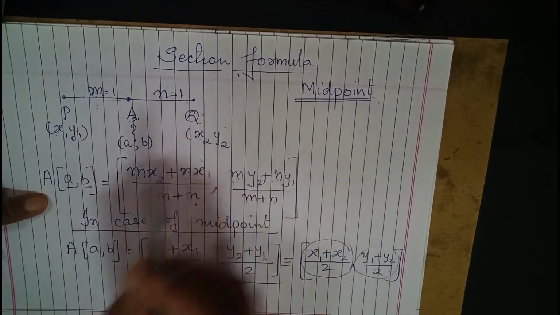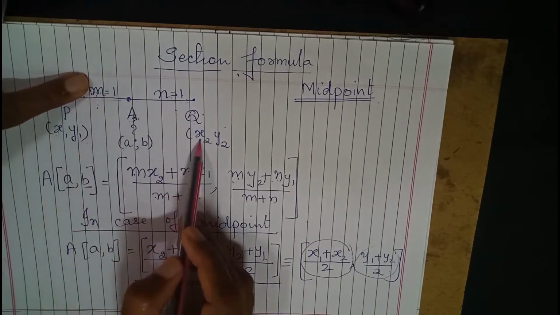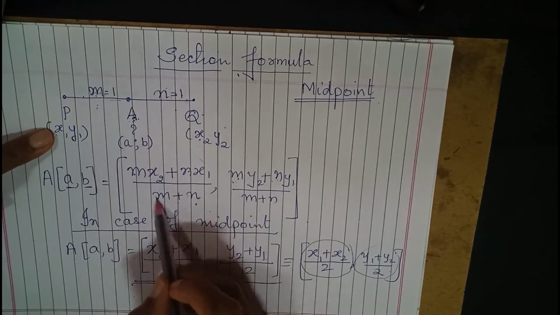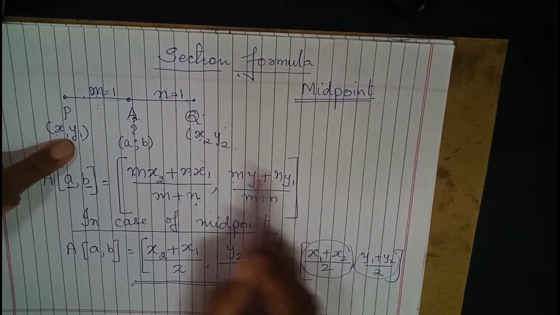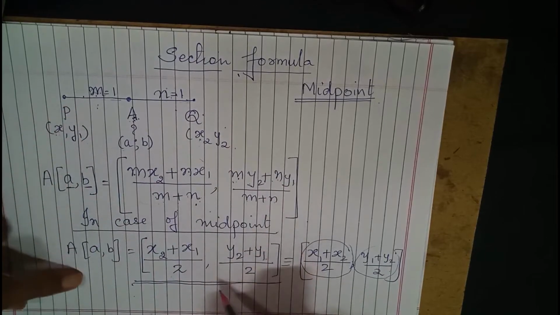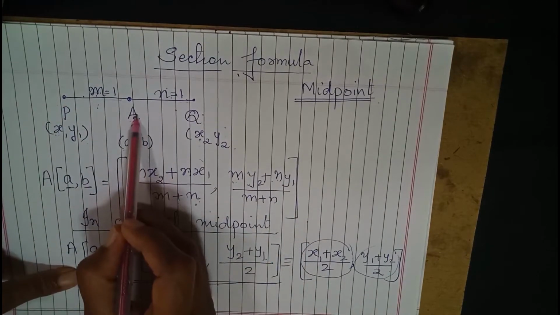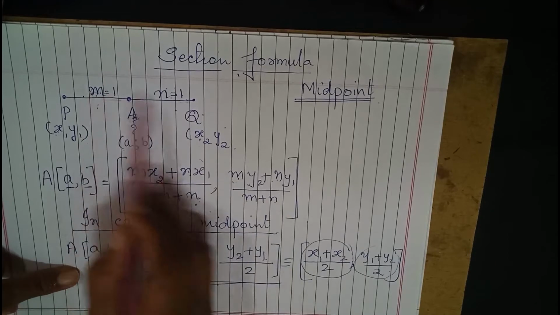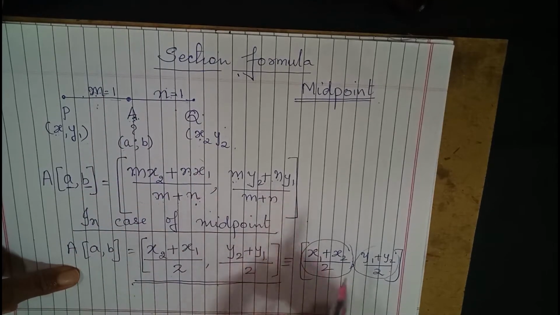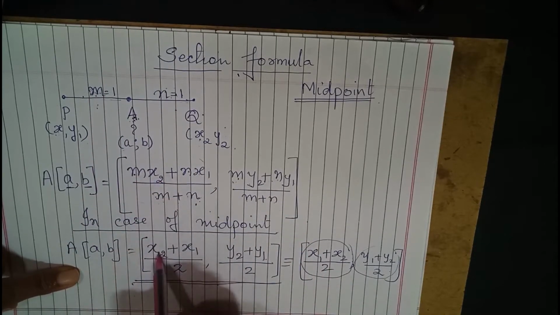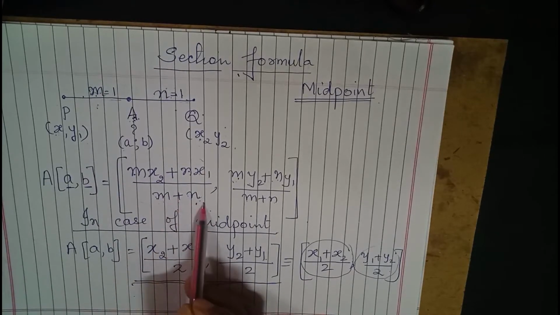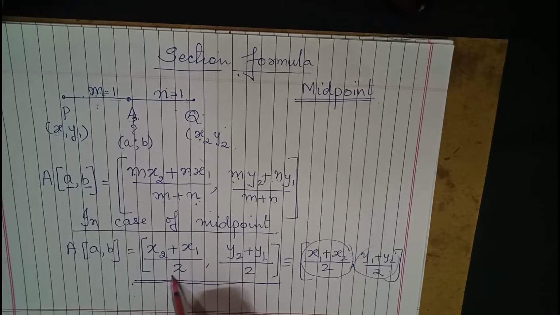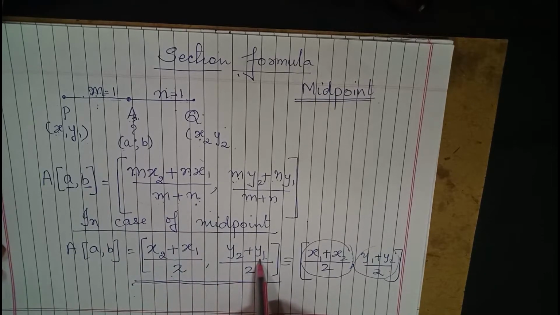So what is the section formula? It is mx2 plus nx1 upon m plus n, my2 plus ny1 upon m plus n. And to get it into a midpoint form, if A is a midpoint, then wherever we have m and n, we substitute it as 1. So we get 1 into x2 is x2, 1 into x1 is x1, and 1 plus 1. M is 1, n is 1, so 1 plus 1 is upon 2. Similarly, we can get the y coordinate.